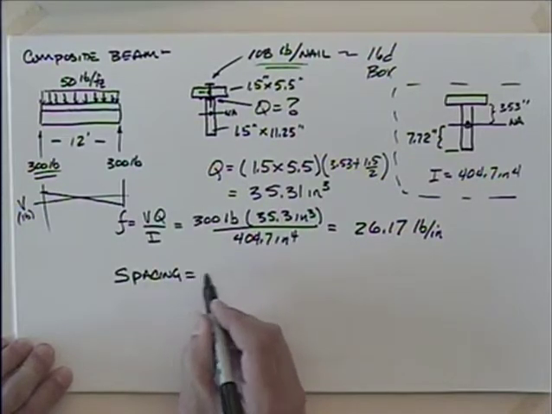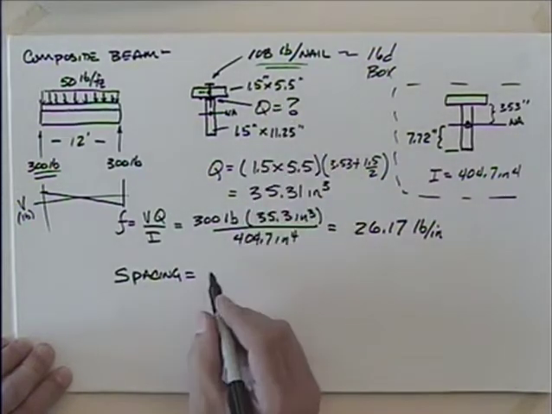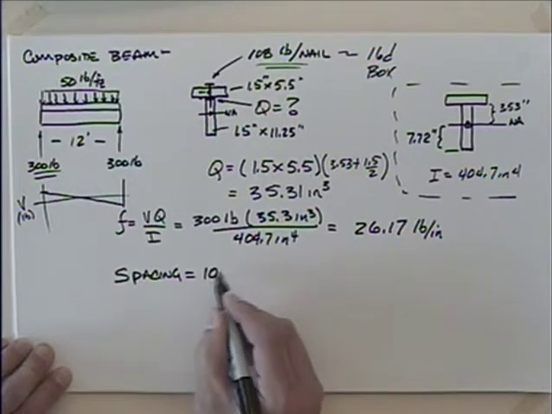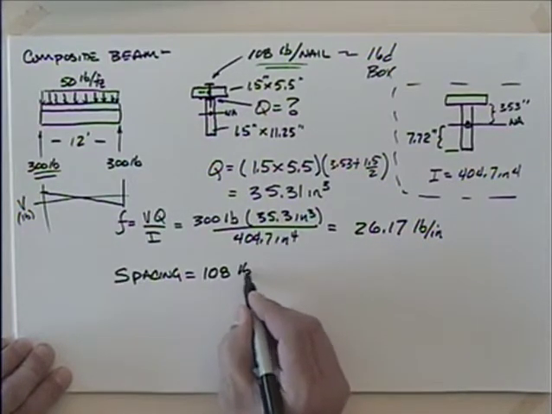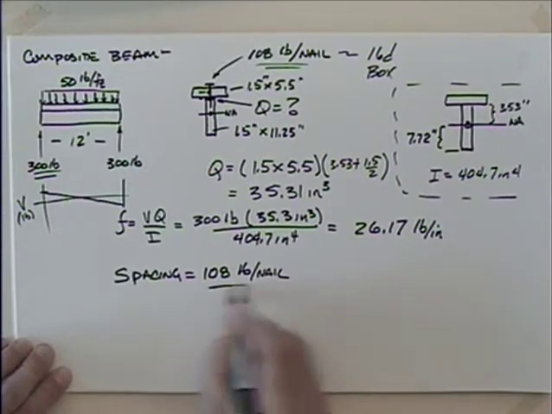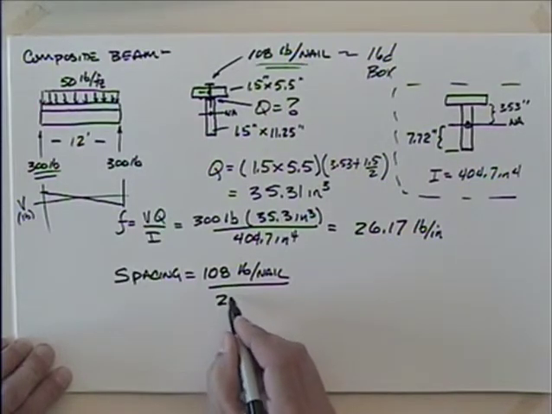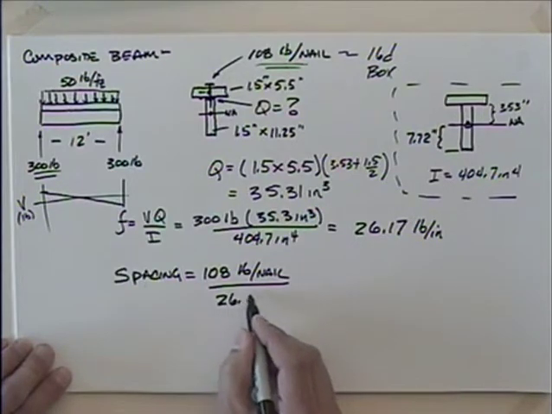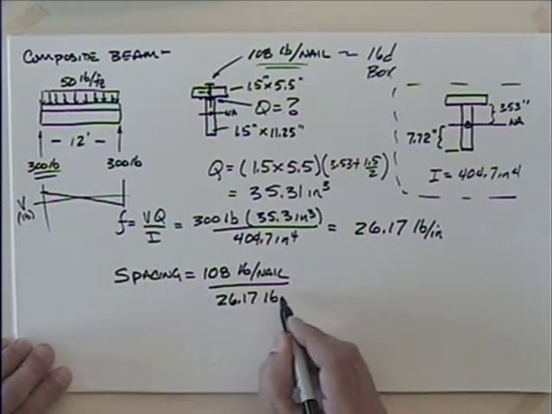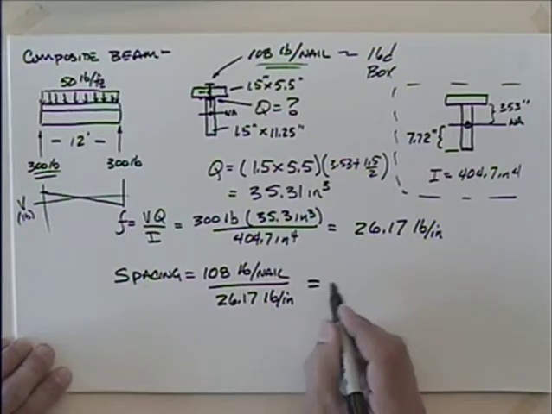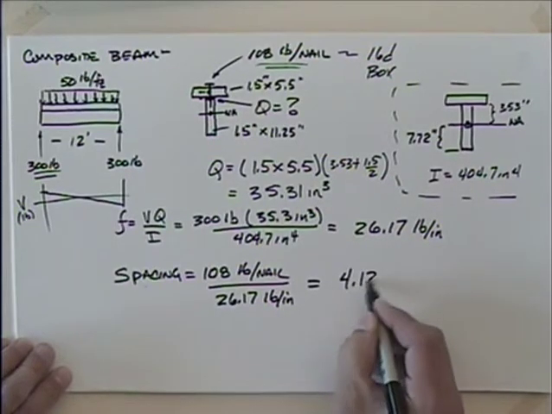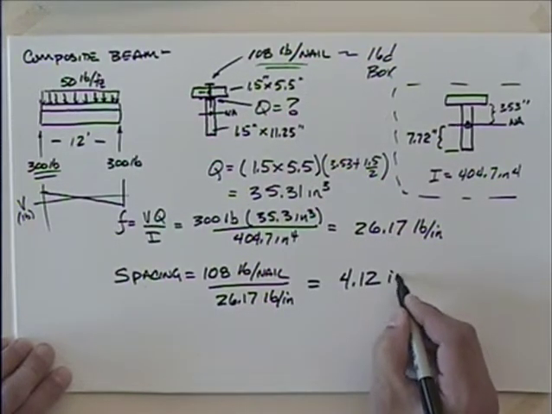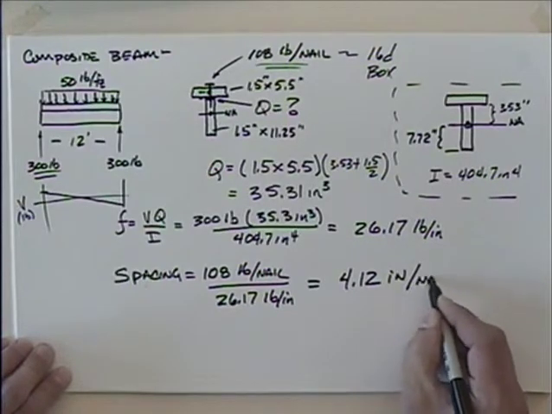And so I can come up with my spacing then. My spacing is 108 pounds per nail. We've got a 16-penny nail up there. 108 pounds per nail divided by 26.17 pounds per inch, which gives me 4.12 inches per nail.